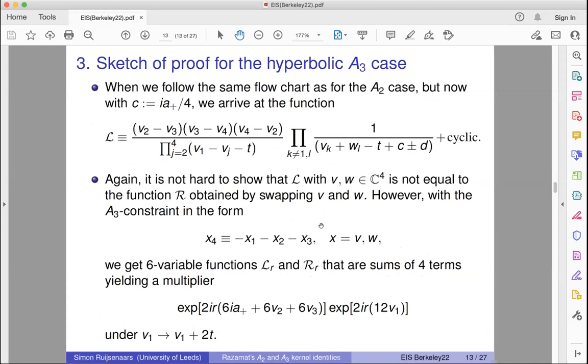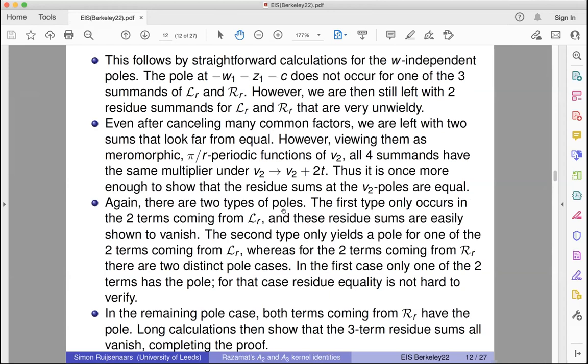So there are two types. The first type, you have only poles coming from L. And that's like the previous case where we also had little work to do. That's the easy case, okay? Whereas the second type, you get two terms for L, but you now have two cases for R. In the first case, R has only one non-zero residue term, and then that's simple. So it's the remaining case that involves almost all of the work.